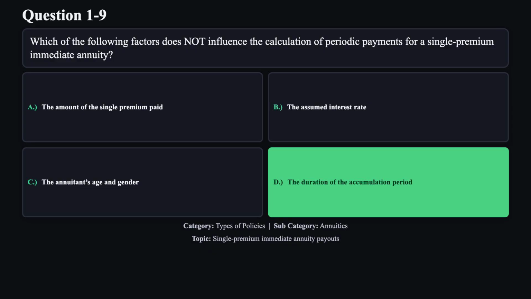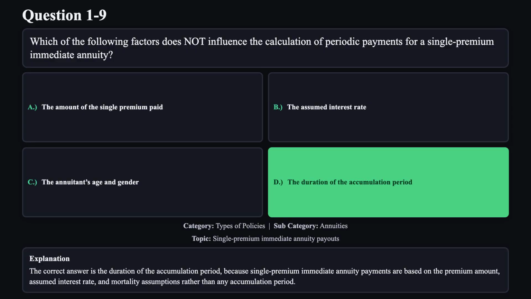The correct answer is D. The correct answer is the duration of the accumulation period, because single premium immediate annuity payments are based on the premium amount, assumed interest rate, and mortality assumptions rather than any accumulation period.